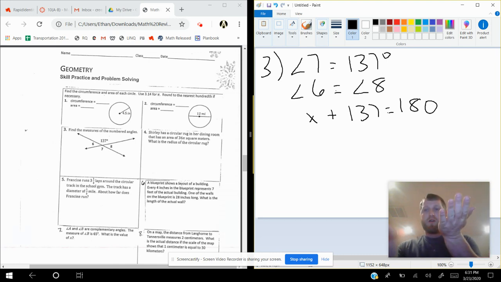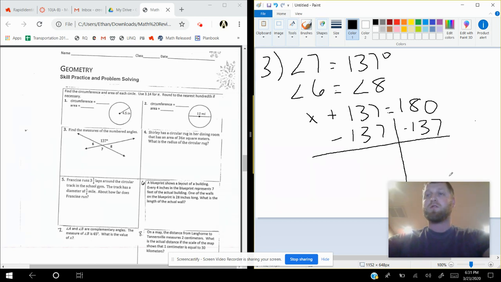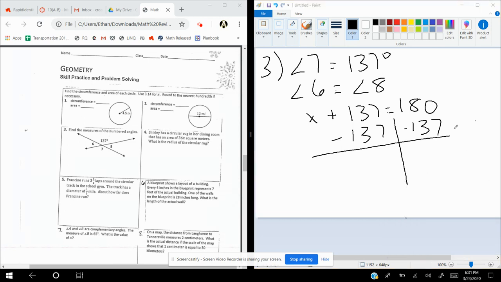Think of it as like a balance. One side has to balance the other side. They cannot be like this right here. Balance is equal. So in order to do that, I'm gonna take 137 and subtract 137, not from one side, but to both sides of the equation. So subtract 137. I'm gonna minimize this because there we go. So 137 subtract 137 is just 0. Essentially, they just cancel each other out.